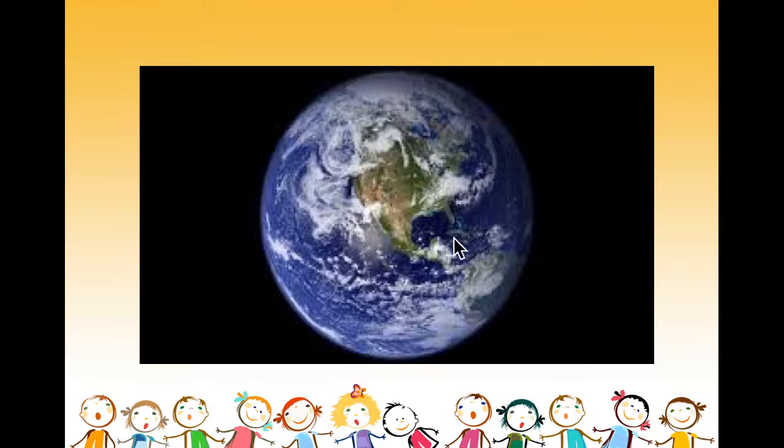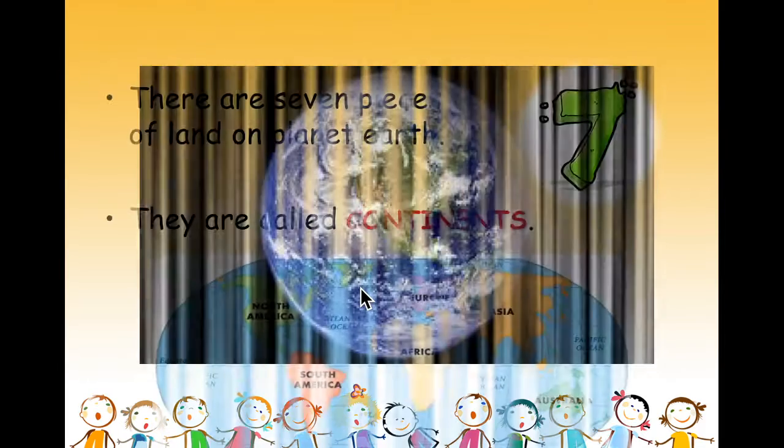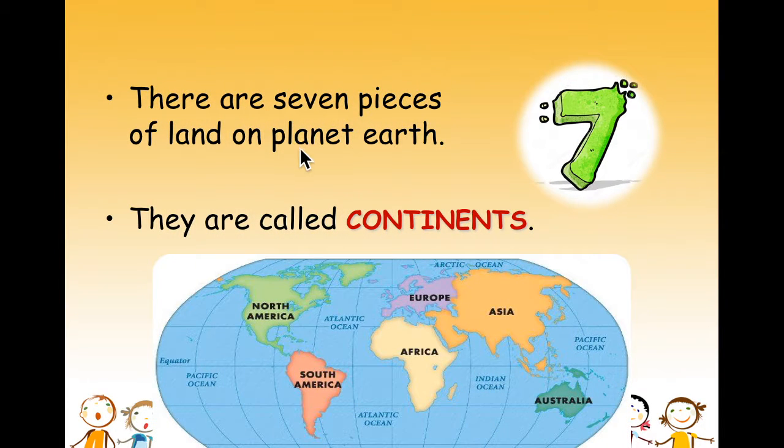This is planet Earth. Earth is divided into two parts, land and water. Now, there are 7 pieces of land on planet Earth. 7 large pieces of land. And we call these pieces of land continents. How many are they? 7. Let's count them. 1, 2, 3, 4, 5, 6, 7. 7 large pieces of land, and we call them continents.